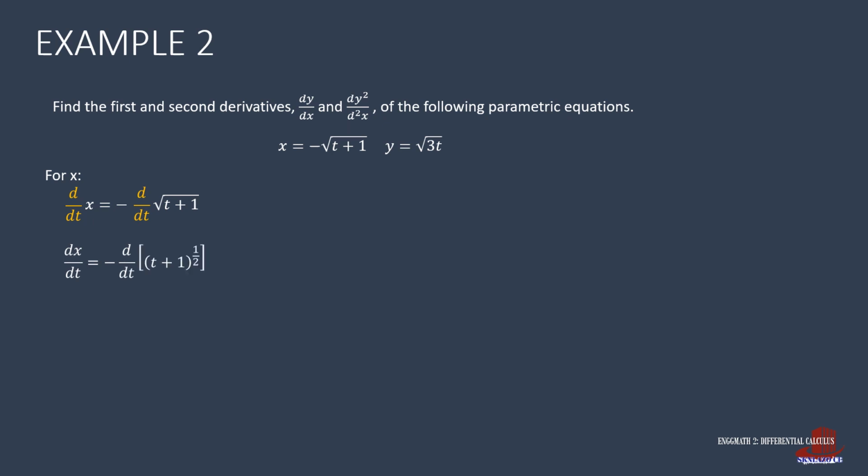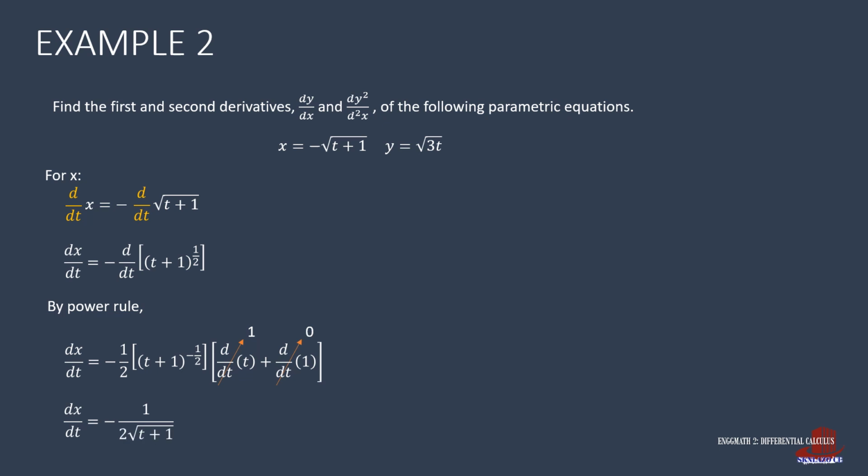With this, we use the power rule, giving dx/dt as negative of the exponent 1/2 times the quantity t plus 1 raised to negative 1/2, and this is multiplied by the derivative of t and the derivative of 1, which turn out as 1 and 0. So the simplified dx/dt is negative of 1 over 2 times the root of t plus 1.